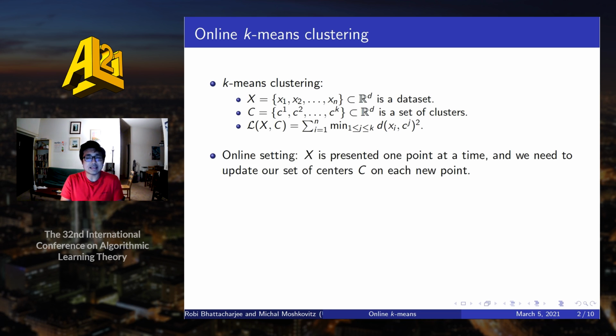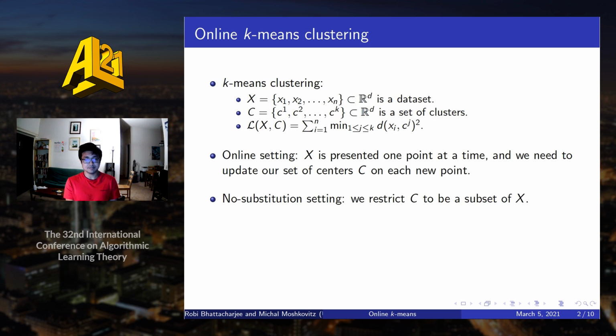In the online setting, we're typically presented with X one point at a time, and we need to update our set of centers C on each new point. Oftentimes, this is a constraint so that C always has size K, but that's not going to quite be the case in our setting, which is the no-substitution setting.